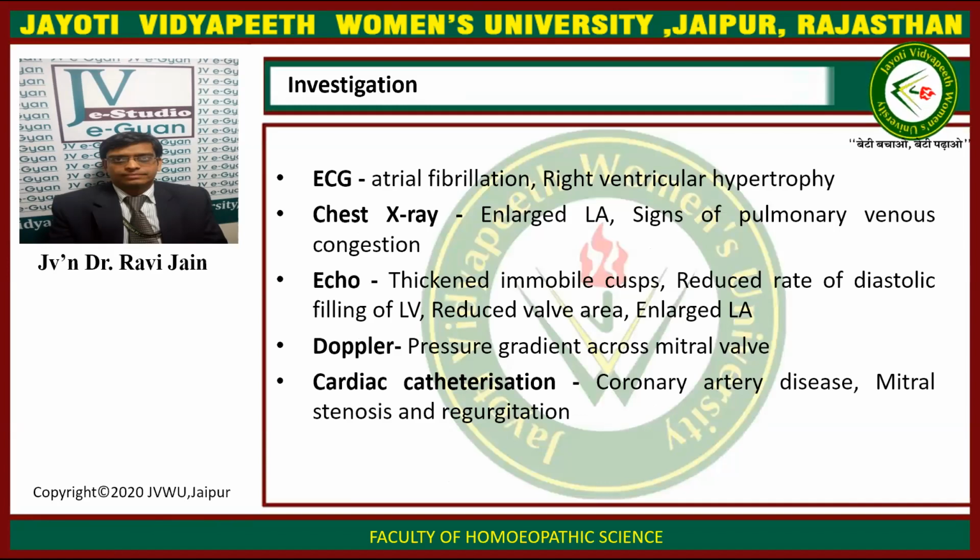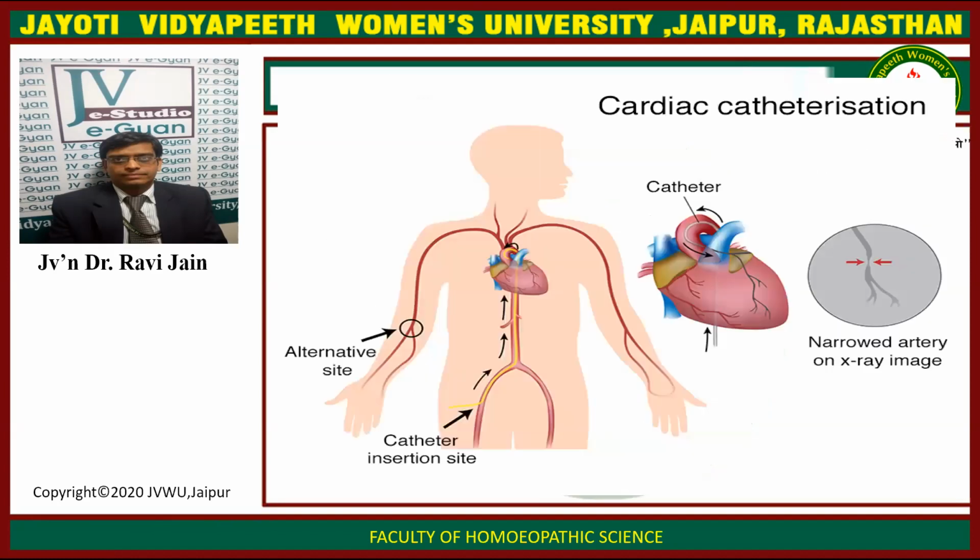Now, what are the various investigations that could be done in this case? The various investigations include the ECG, showing atrial fibrillation and right ventricular hypertrophy. We have chest X-ray with enlarged left atrium and signs of pulmonary venous congestion. In echocardiography, there will be thickened immobile cusps with reduced rate of diastolic filling of the left ventricle, reduced valve area, and enlarged left atrium. In the Doppler, you will see the pressure gradient across the mitral valve. There will be cardiac catheterization showing coronary artery disease, mitral stenosis, and regurgitation.